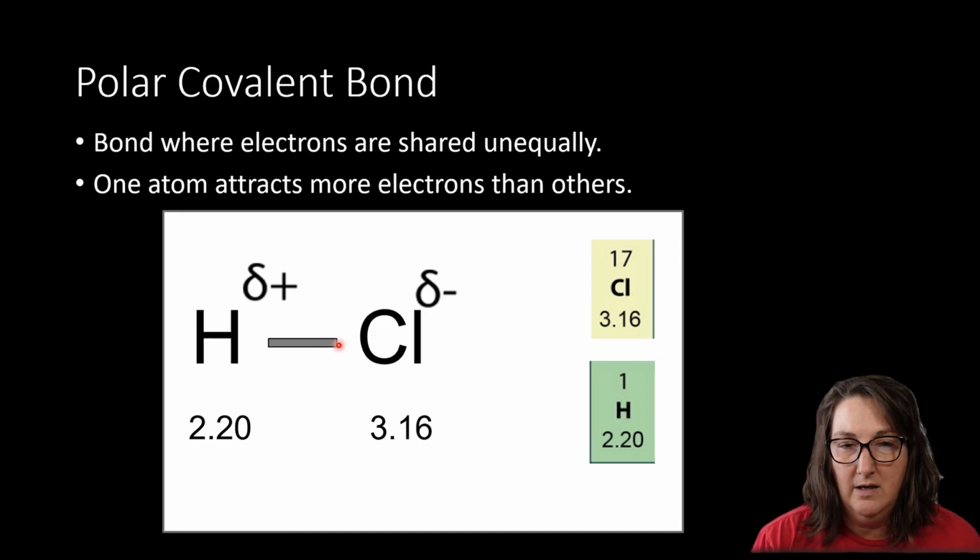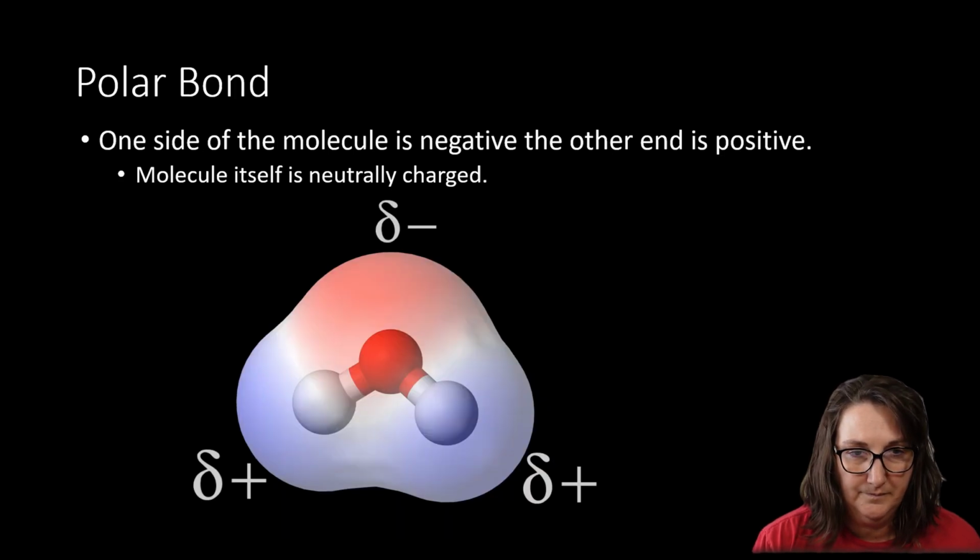And I'm also showing here with this one line that I have 1 electron being passed back and forth. Because remember, chlorine has 7 valence electrons. So 1 electron will come from hydrogen to go around chlorine to fill that octet rule. One side of the molecule is negative. So this part here is negative, and the other end is positive, because I have electrons over here the majority of the time. The molecule itself will be neutrally charged, so this positive and this negative will balance each other out.